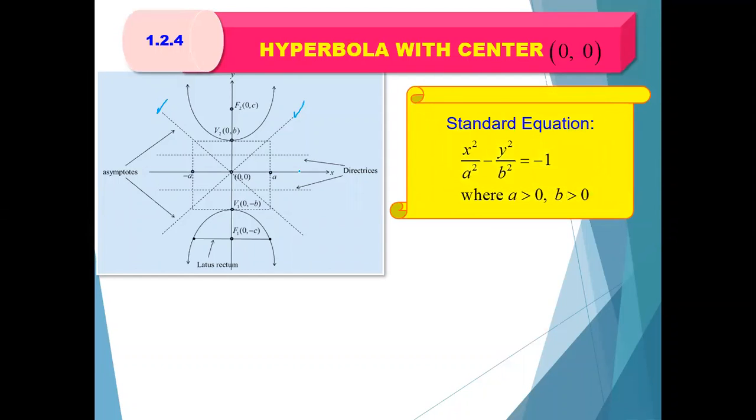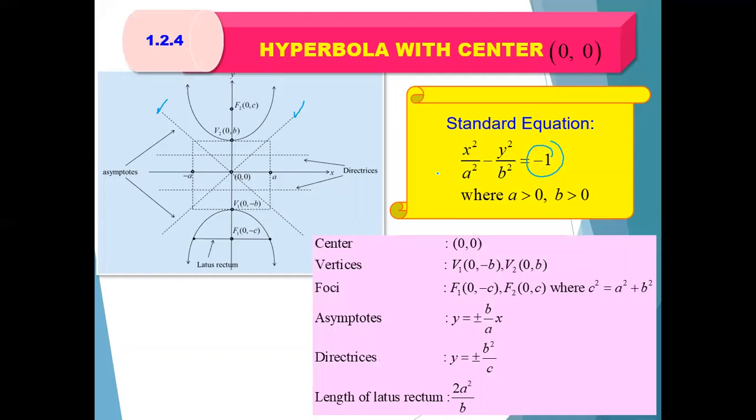So the standard equation of the hyperbola with center at 0, 0 is x square over a square minus y square over b square is equal to -1. So bear in mind, you must remember -1. Where a and b must be greater than 0. In other words, a and b must be positive.